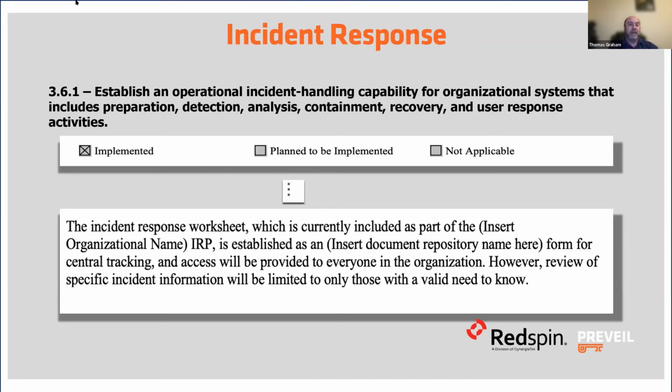And one of the other key points as far as evidentiary evidence, and I know this is a little off topic of the SSP, do you actually practice it? Do you do tabletops and real world exercises? That's part of the objective evidence that you're going to be required to present during your assessment.